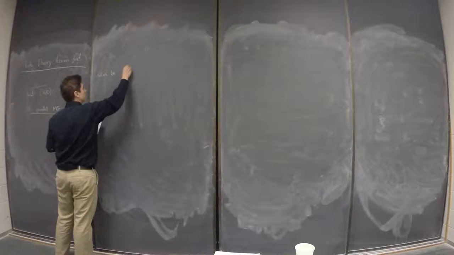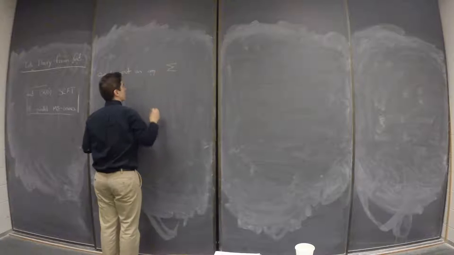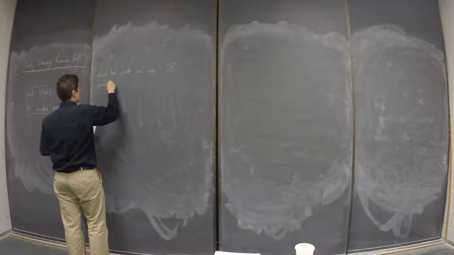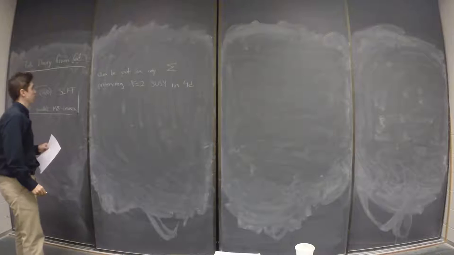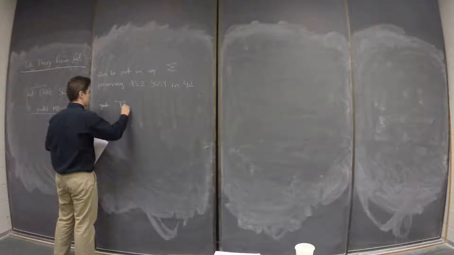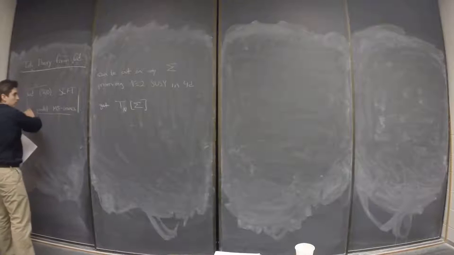So this theory here can be put on any Riemann surface, preserving N=2 supersymmetry. This is a very interesting construction because you get some theory. Let's call this theory T_N of Sigma. So N is this N here, which is a 4D N=2 theory. And properties of this quantum field theory are geometrized.